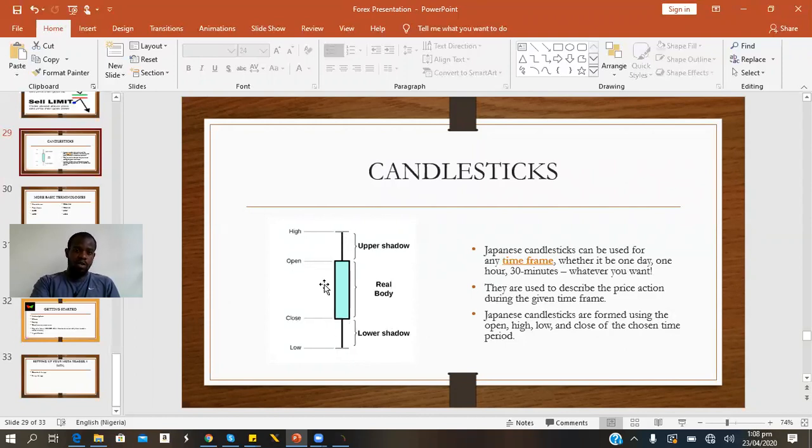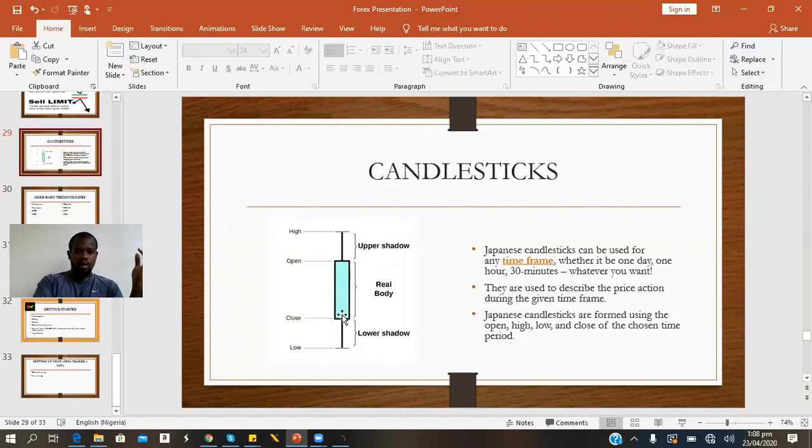The top of the body is where the market opens. And then when it goes up, you see the top of this wick. The upper shadows are called wicks, W-I-C-K. The topmost part of it is called the high, while if you go down, the lowest part of it is called the low.